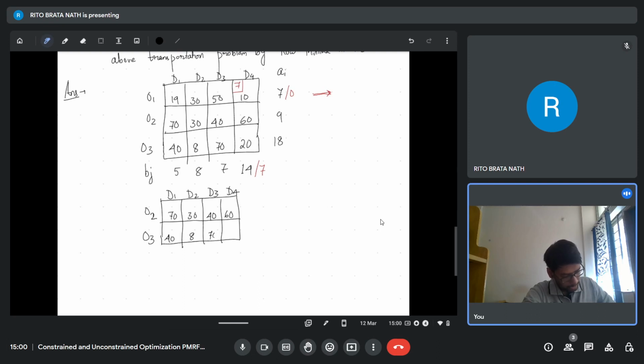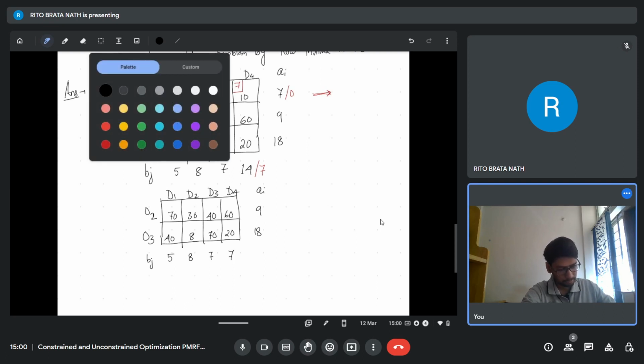D8, 70, 20. So your AI is 9 and 18. Your BJ is 5, 8, 7 and 7. Now you will allocate again based on this row minimum method.